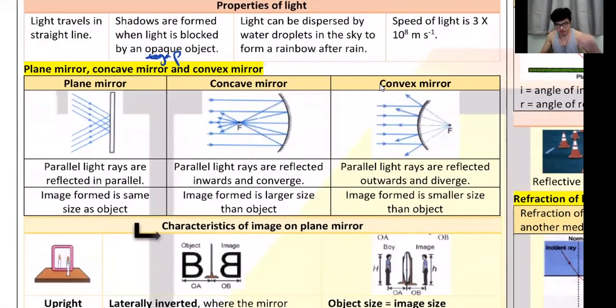All right, so 3 types of mirror. You have your plane mirror, which is cermin sata, the flat mirror. Concave mirror, cermin cekung, which is the go-in one. And then you have your convex mirror, cermin jembung, which is the coming-out one.